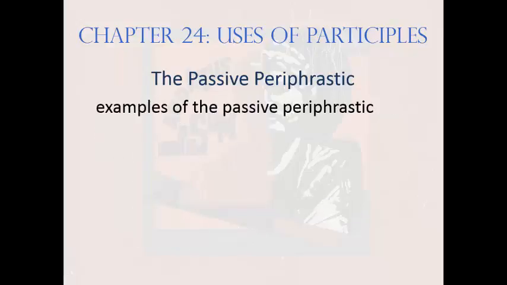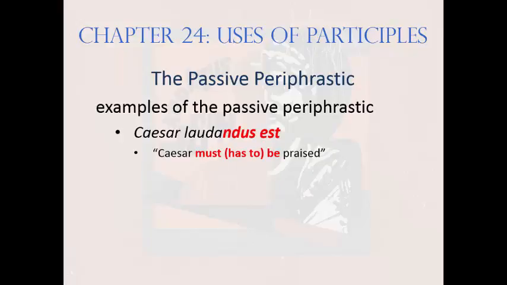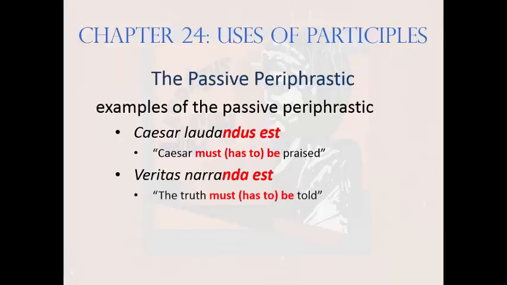And here are some examples of Andy in action. Caesar laudandus est, meaning Caesar must or has to be praised. Veritas narranda est, meaning the truth must or has to be told. Bellum gerendum erat, meaning the war had to be waged.